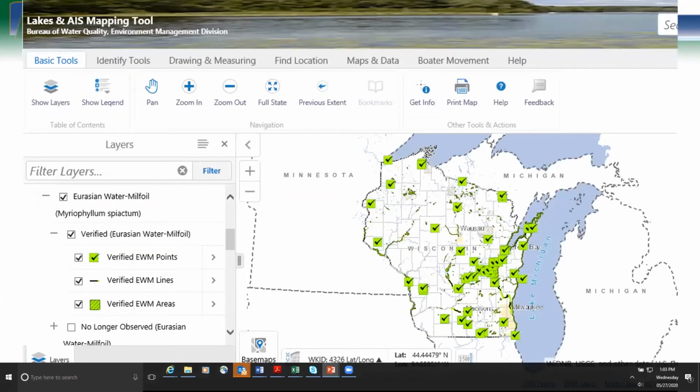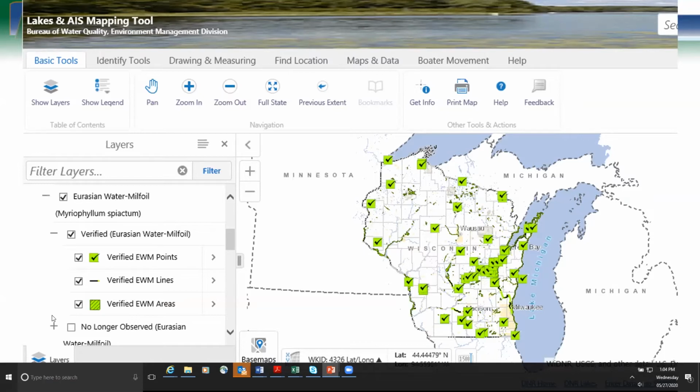We'll also share distribution maps for each species, and there'll be small screen clips of this map that you see in the state of Wisconsin. For the most part, we're pulling our maps from the Lakes and AIS mapping tool that's available on the DNR website, and it's tied to all the data that we have in the Surface Water Integrated Monitoring System, which is where we enter all of our data for monitoring efforts for aquatic invasive species.